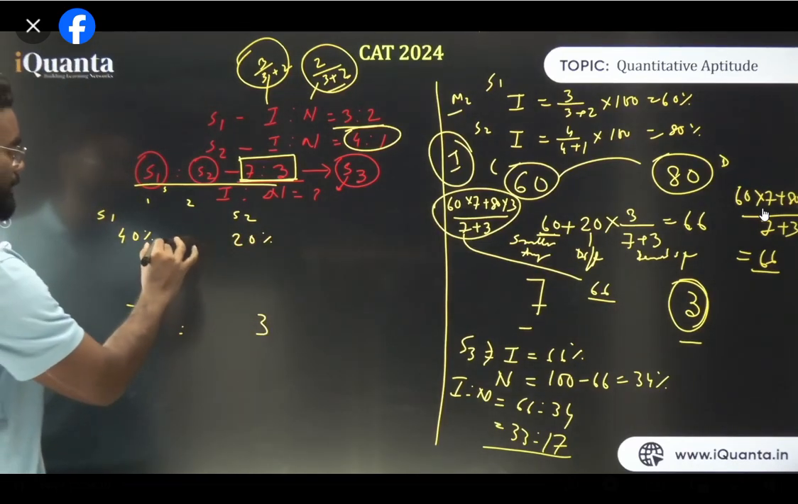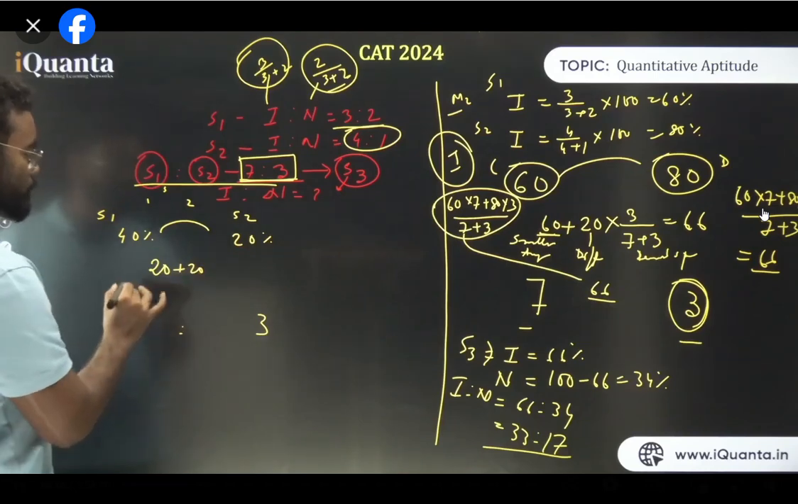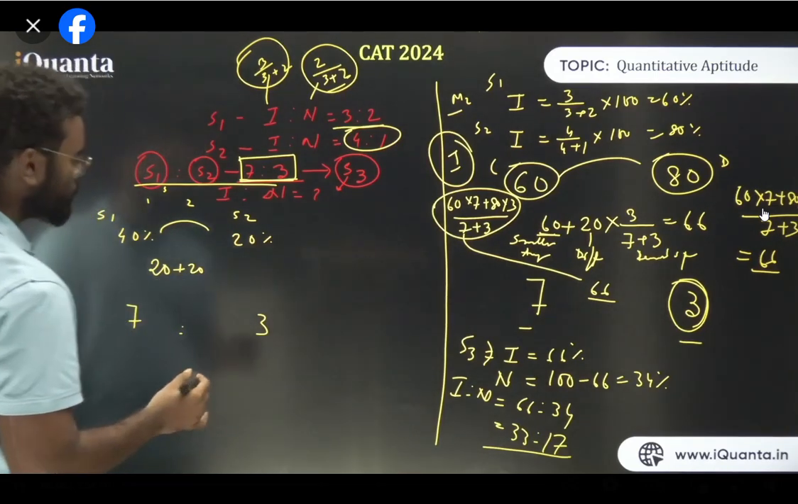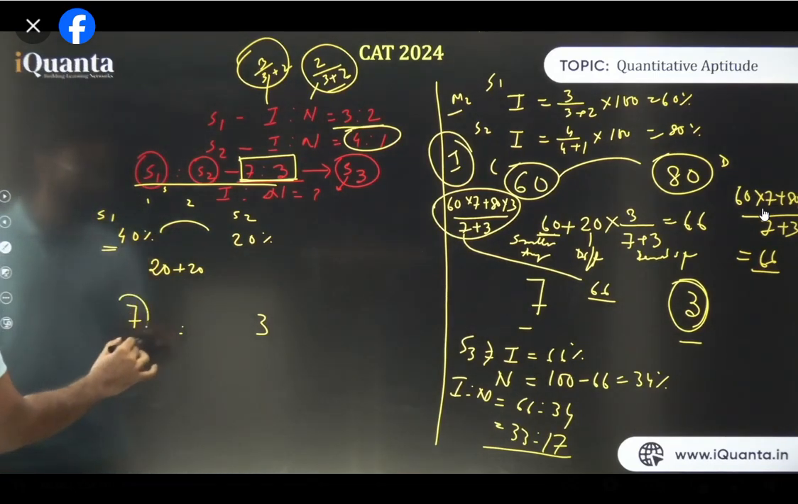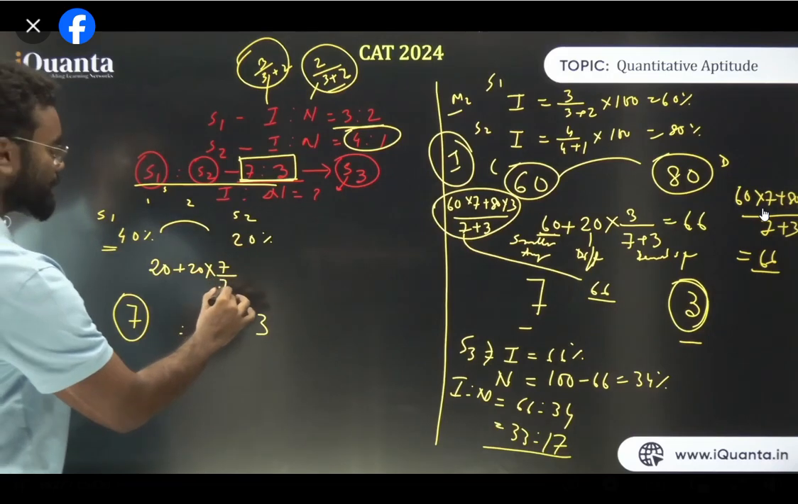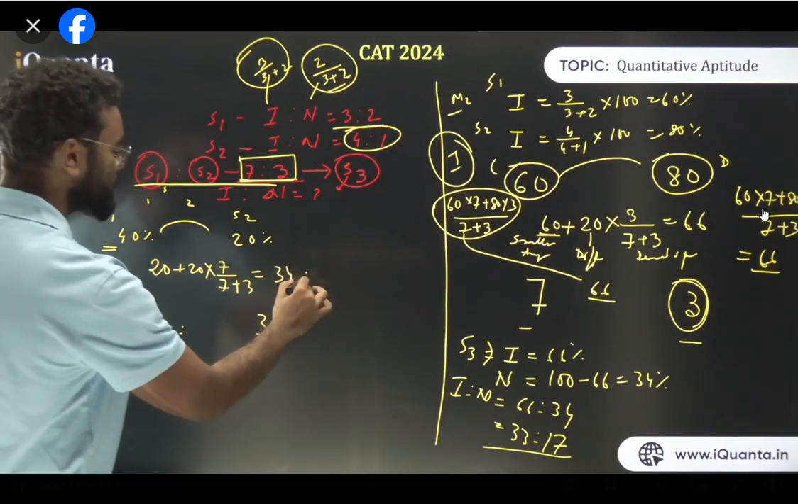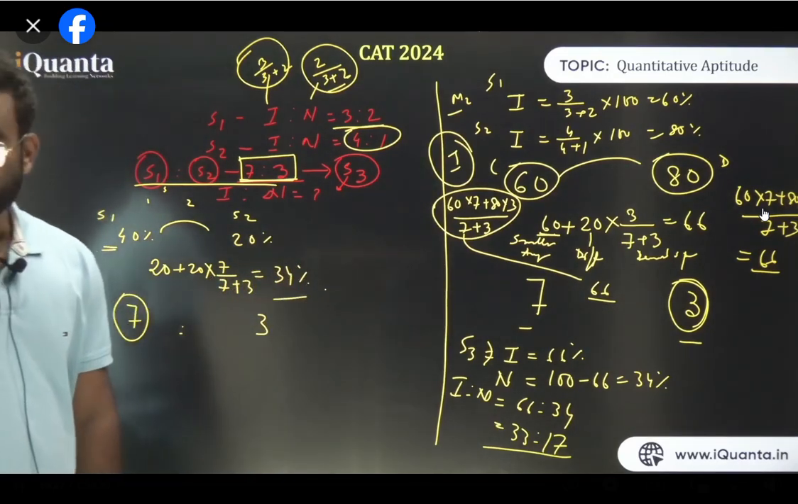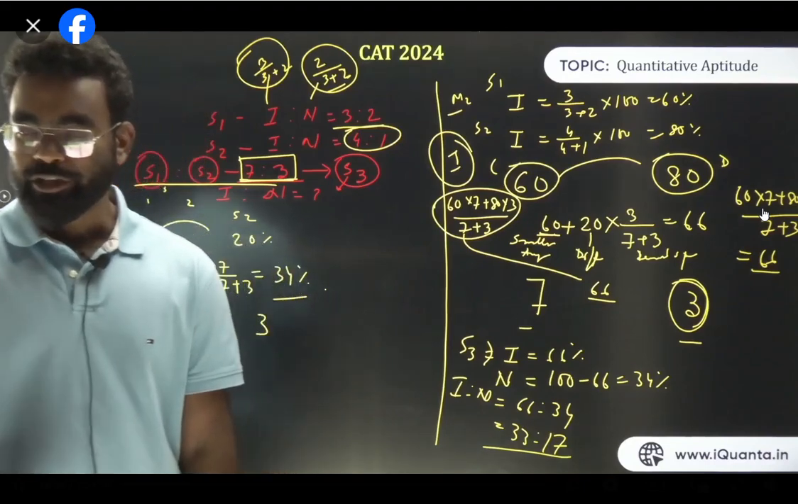Now what is the average? The middle one is 20, and the difference is plus 20, and what do I need to do? I need to take the dearer one's proportion, so this one's proportion into 7 upon 7 plus 3. So you will get directly the nickel amount is 34%. It's as simple as this. And this is the logic I have given you.